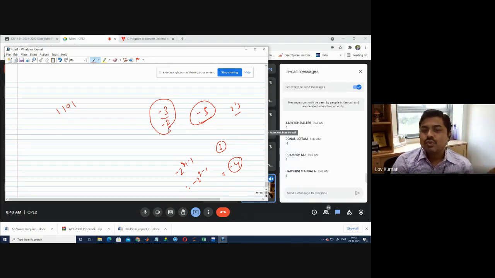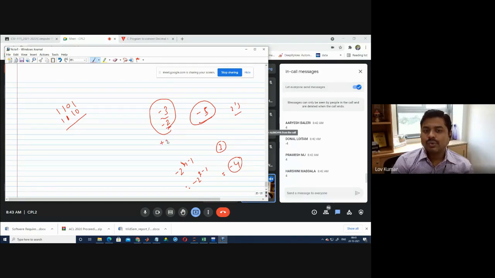How to write minus 2? What is the minimum number of bits? 2 bits. So we are writing here 1 0. This is a minus 2. We have to add 1 1. Can we add 1 1? Or if you are interested, you can also write it like that.